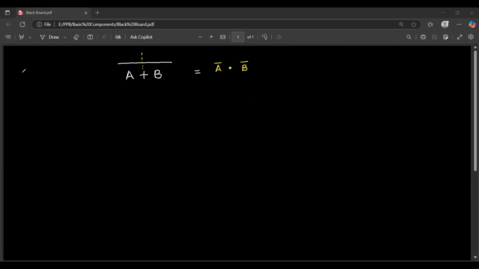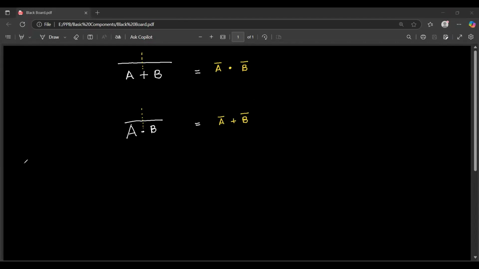Similarly, if A dot B whole thing bar is there, you again break this bar. So you'll get A bar and B bar. Instead of putting dot here, you'll put plus here. That's all you have to do, if you don't want to memorize all those gates and stuff.